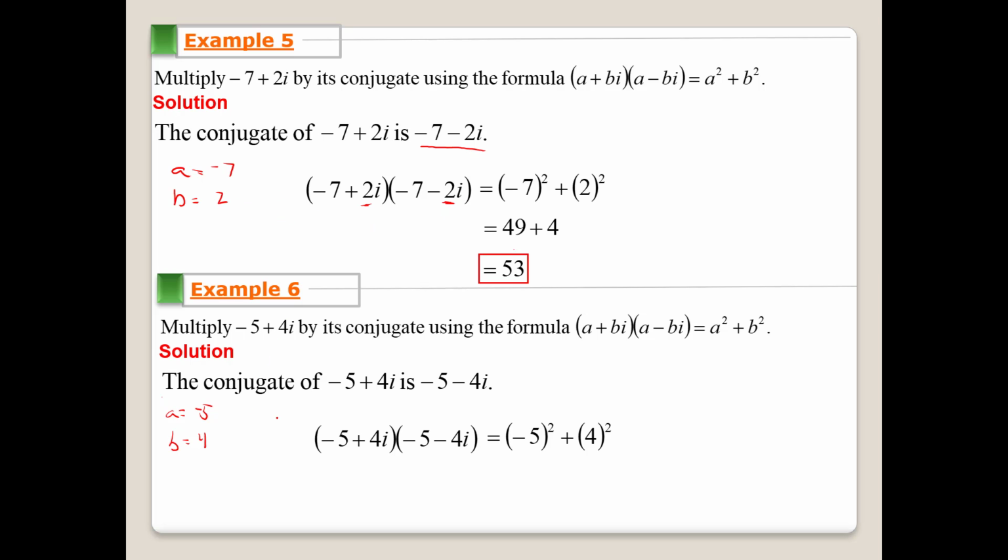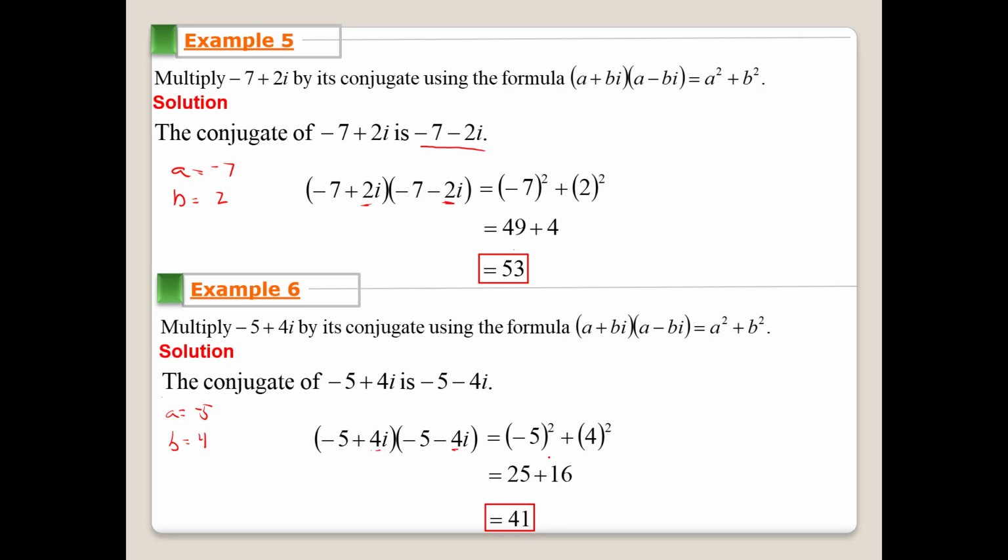So down here again we have a positive 4 and a negative 4 for our b value. So our b value is just 4. So negative 5 squared, which should give us 25. And then we have plus 4 squared, which should give us 16. Now we just need to combine those. And 25 plus 16 is 41.